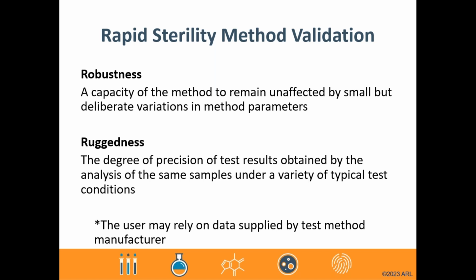The expectation is that test results obtained by testing the same sample with differing or varying analysts, instruments, or reagent lots should yield consistent results. It is noteworthy that it's not uncommon for the end user to rely on data supplied by the test system manufacturer for both robustness and ruggedness determinations.